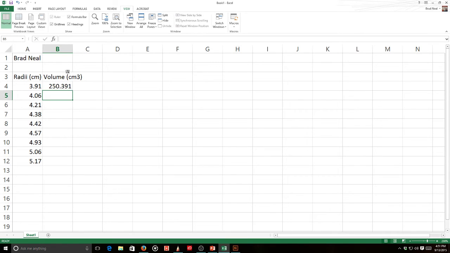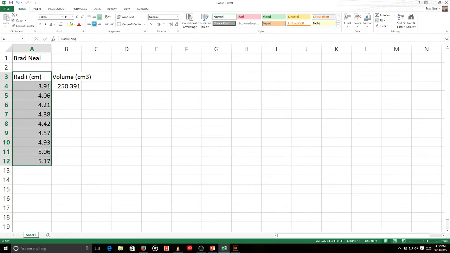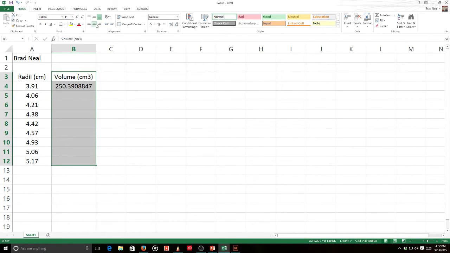Now, I also want to resize my cells. So I'm going to click and drag that over here so it's a little bit easier for me to read. I'm also going to select this information, go to Home, and center it. And I'm going to resize this volume cell. Instead of dragging, I'm just going to double click right there, and the computer will do all the resizing for me. And I'm going to center that information. Great. Okay, so that's my volume.